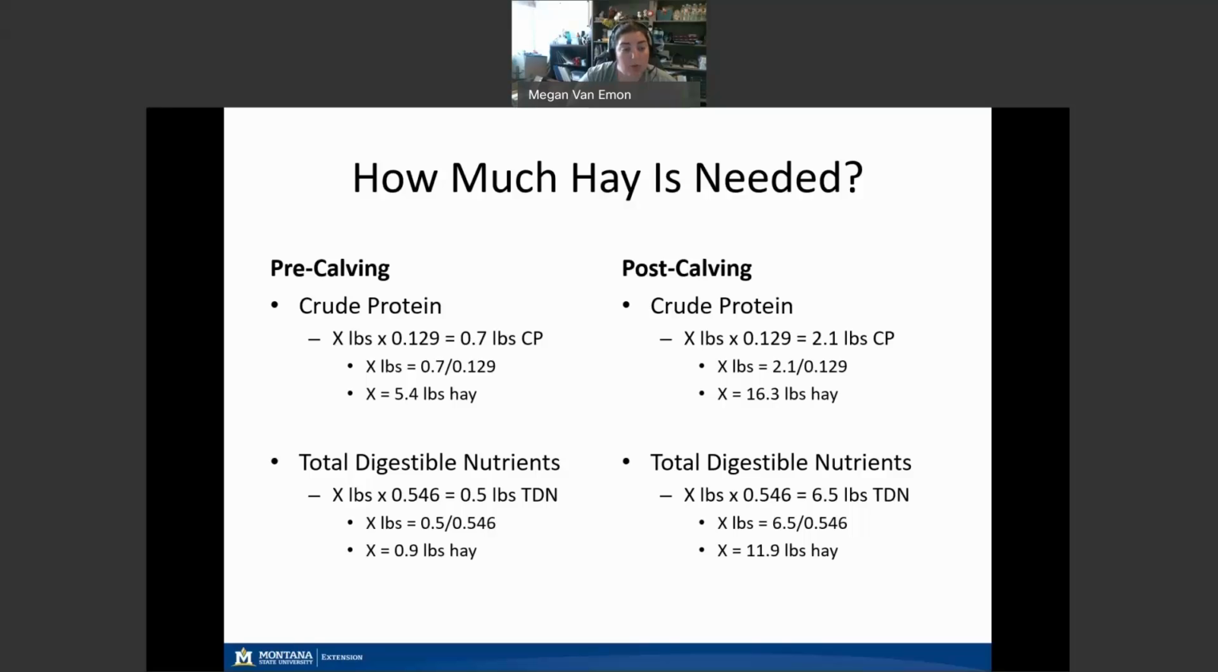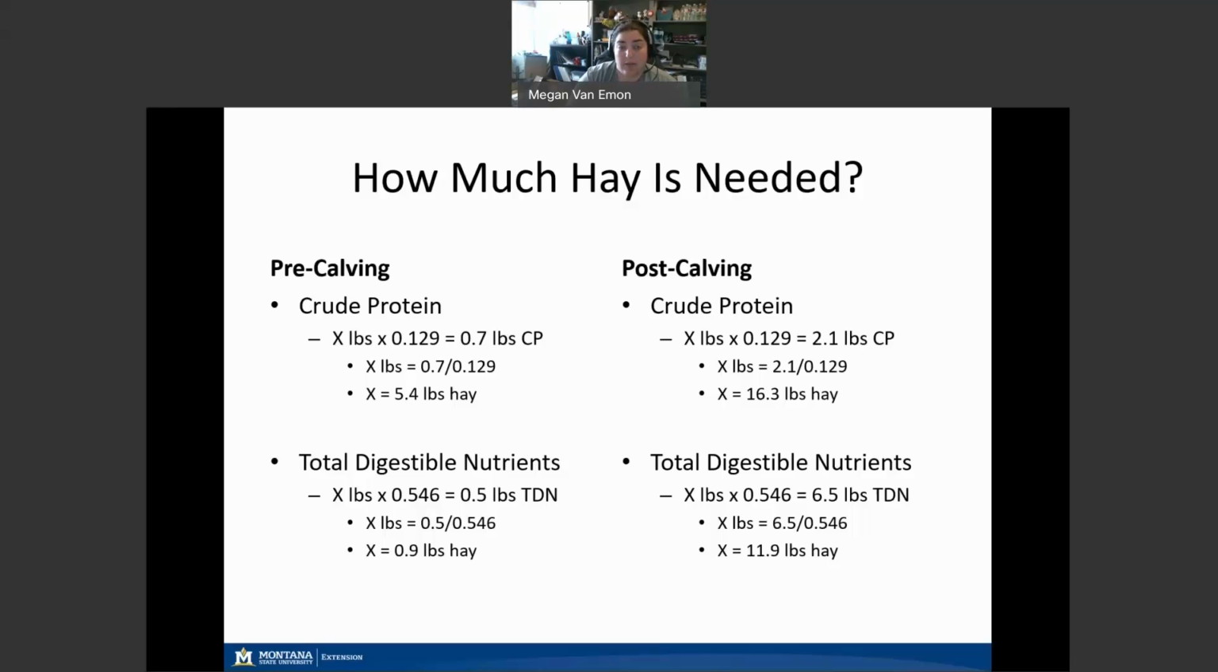We do the same equation with total digestible nutrients. In this case, that hay was 54.6% TDN. We again solve for X in the same manner as the crude protein, and we end up with 0.9 pounds of hay needed to meet those TDN requirements. Now, because there's a difference and we require more hay to meet the protein, we should focus on that protein amount of hay needed to meet those requirements and not the TDN. We will just be overfeeding for the energy requirements to make up that shortfall of the protein.